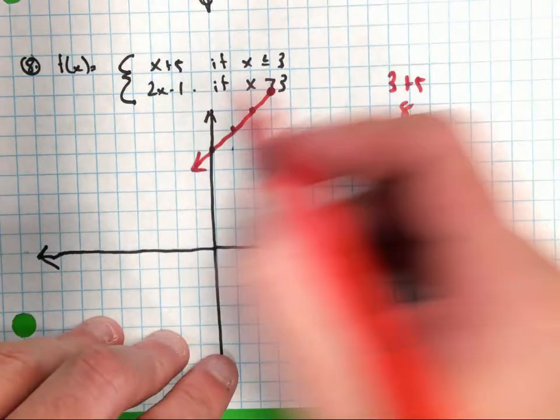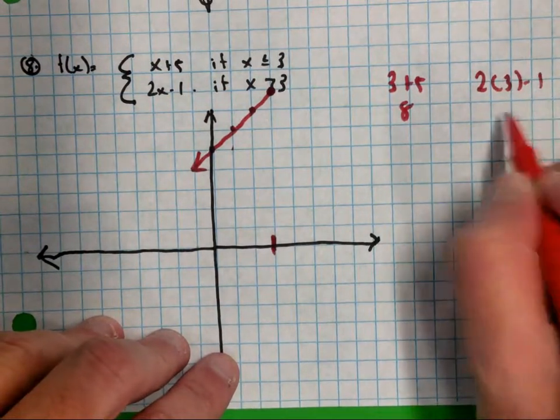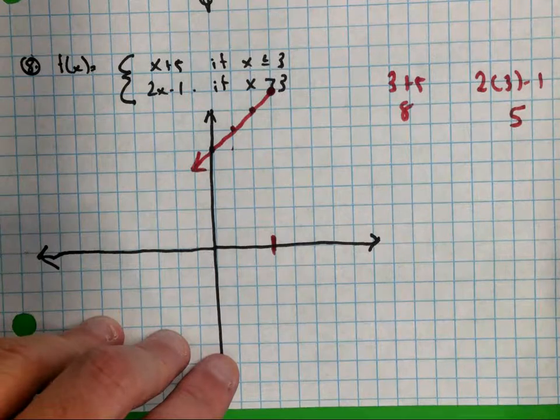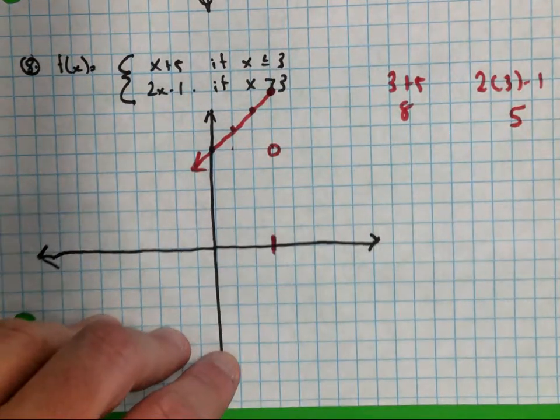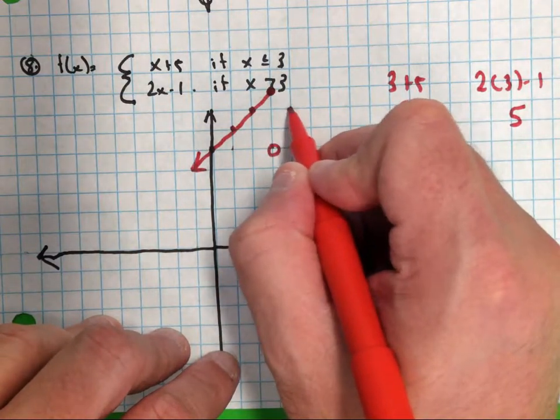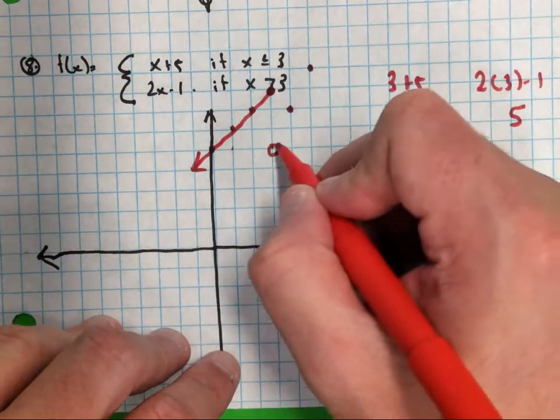Now I'm going to plug 3 into that other one. 2 times 3, 6 minus 1 is 5, so I'm going to graph 3, 5. Open dot. Use the slope. Go up 2 over 1. That is the direction I need to be going, so I'm going to draw my graph.